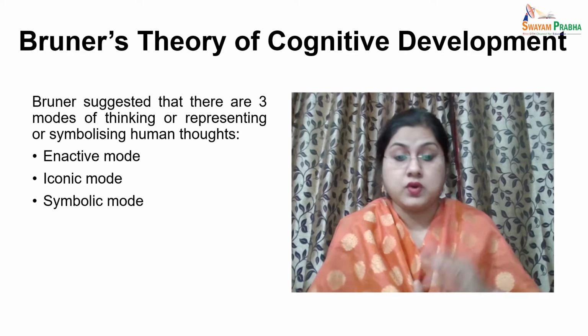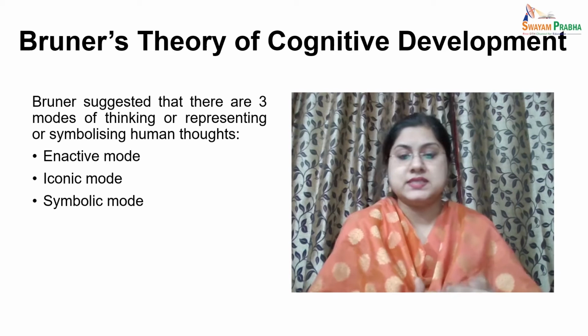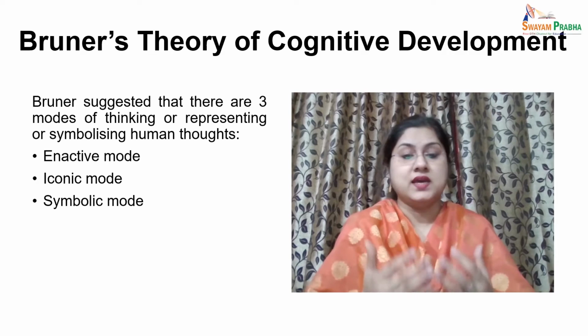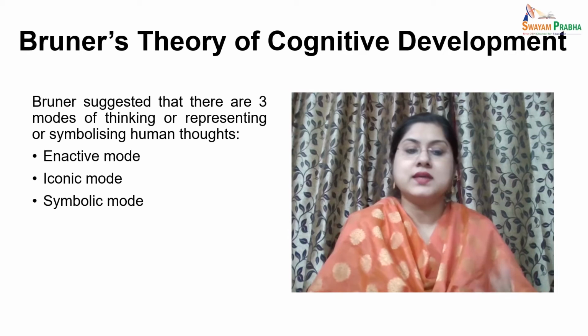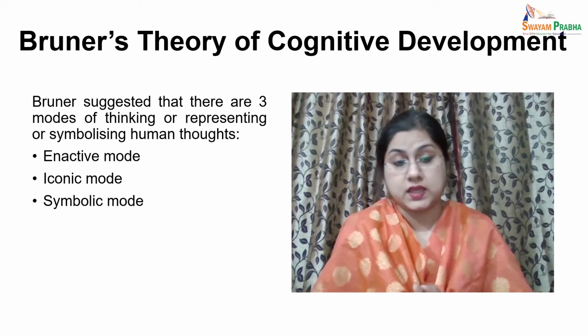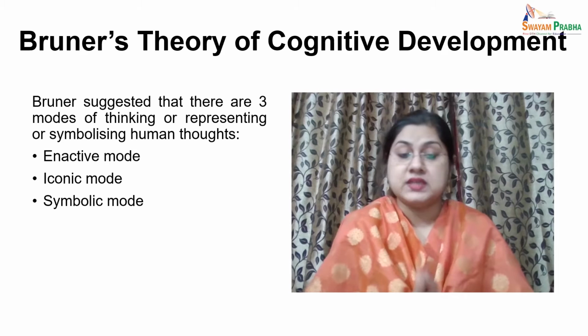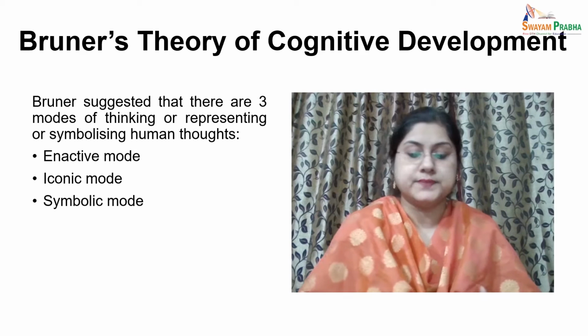According to Bruner, he named different modes of thinking. Basically, he gave three modes of thinking for the purpose of providing an overview of the process of cognitive development. He said that there are three modes of thinking. The first mode is the enactive mode. The second one is the iconic mode. And the third one is the symbolic mode.